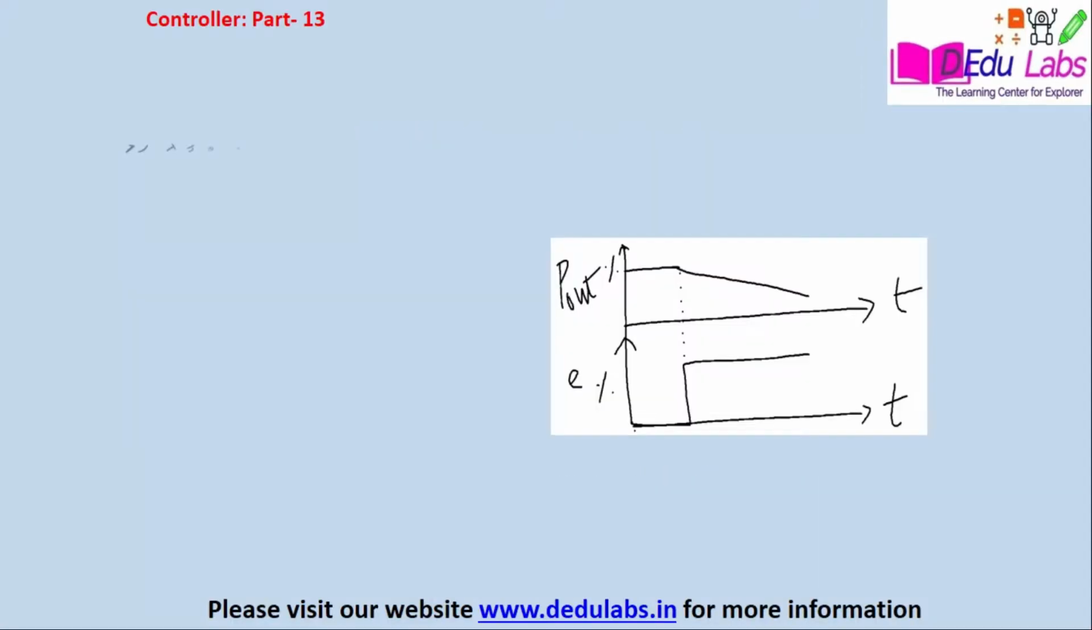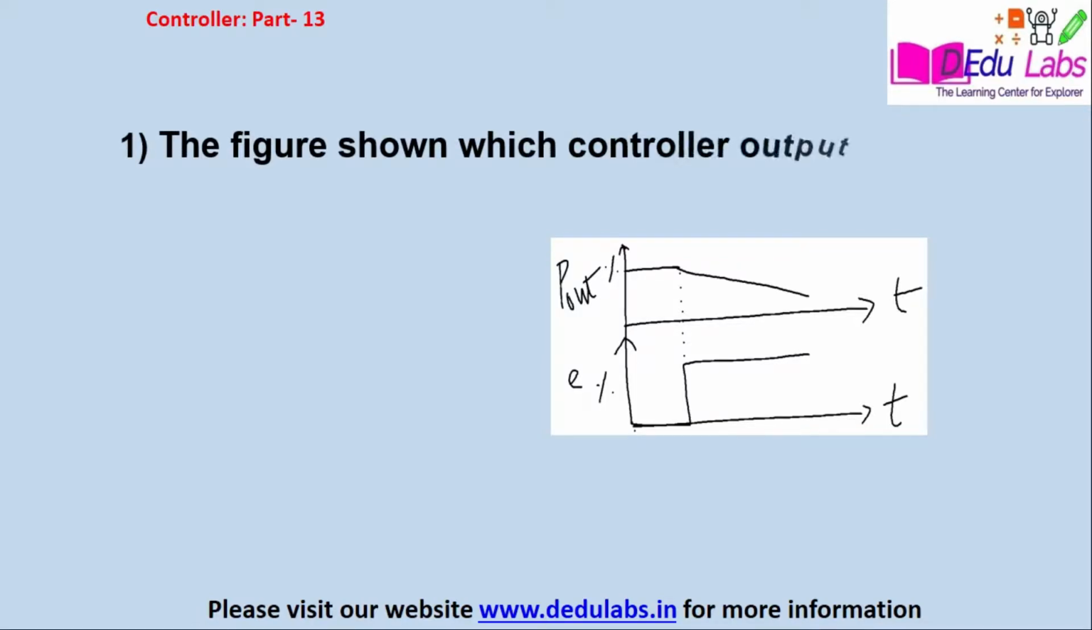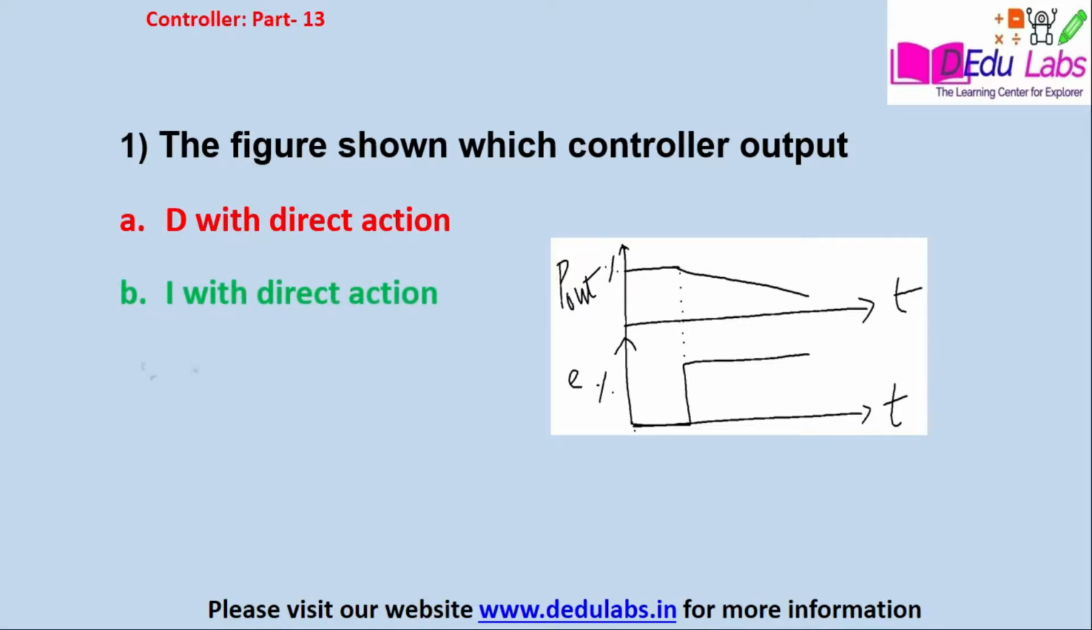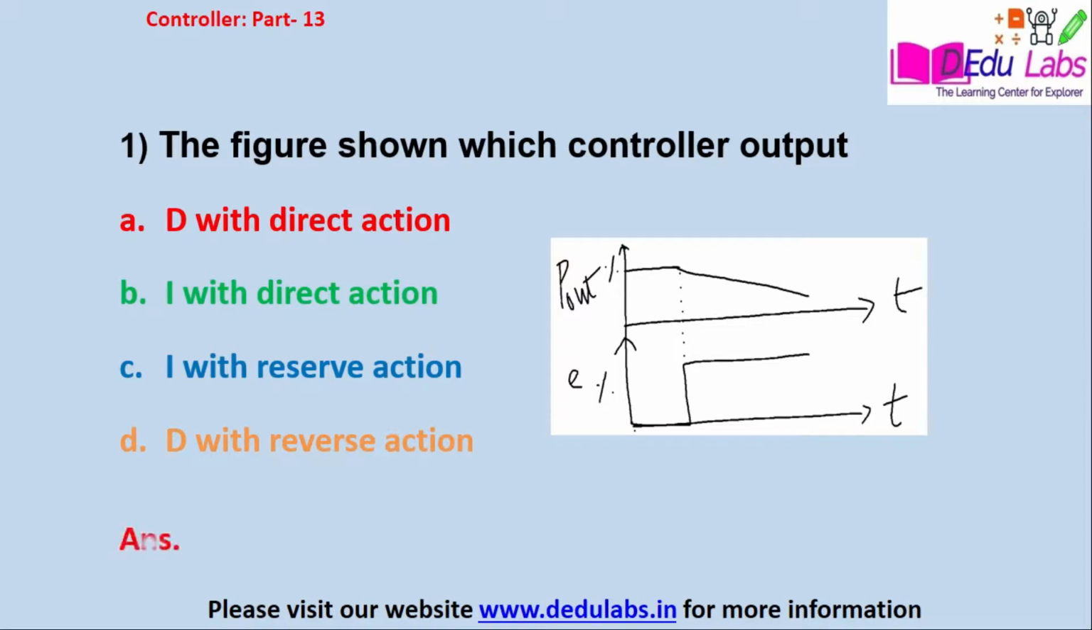Question number 1. The figure shown below represents which controller output waveform? Option A, D controller, that is a derivative with direct action. Option B, I controller with direct action. Option C, I controller with reverse action. Option D, D controller with reverse action. See, I indicates integral controller and D indicates derivative controller.